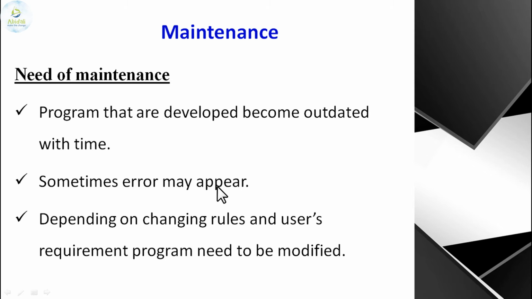When it goes into the user's hands, he will find many errors. He will find many things not working properly according to expectations. Accurate results are not being generated, so it will go to the maintenance stage. Depending upon changes in the rules within the organization, user requirements, the program needs to be modified.